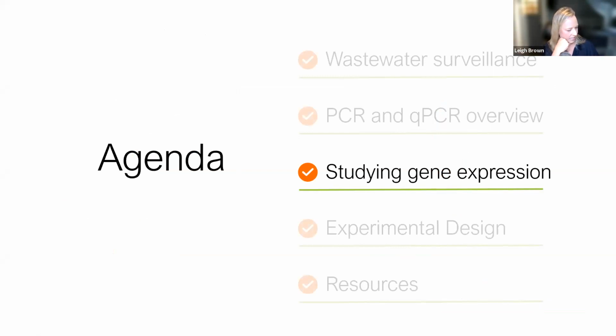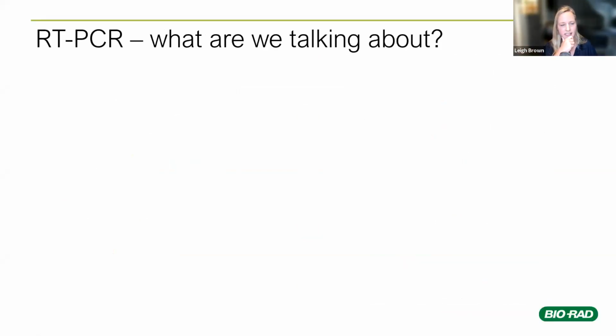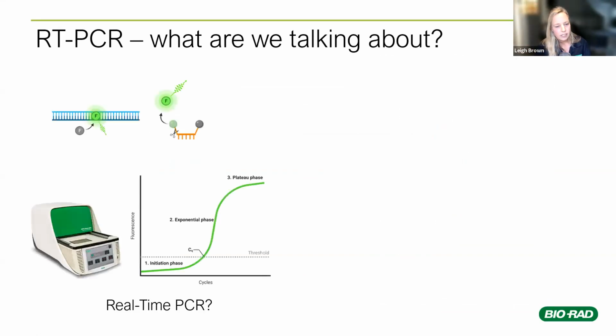So now let's take a look at gene expression. And I want to back up a little bit here and briefly talk about this nomenclature, RT-PCR, which I'm sure you've talked or heard about. So what are we talking about? Oftentimes we're talking about real-time PCR, right? So we just talked about this. We have our SYBR and our probe-based chemistries here that will bind to DNA, emit this fluorescent readout here, and our machine will measure that, right? And so we can get this amplification curve here.